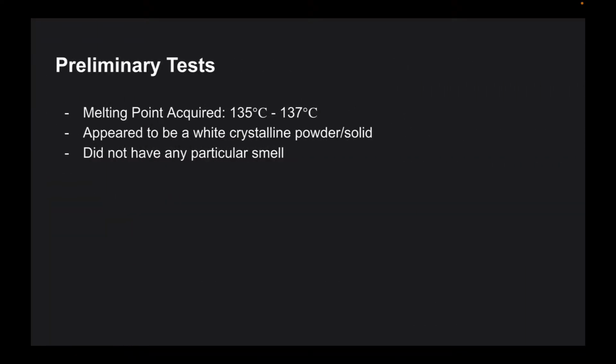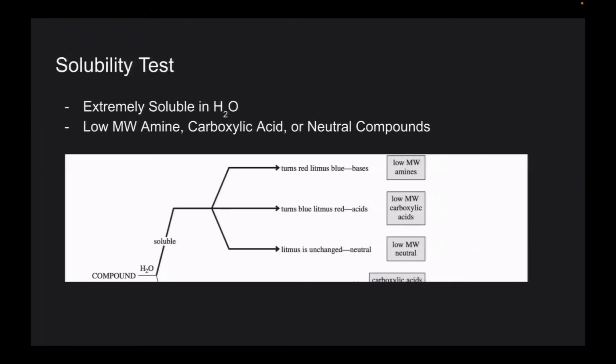So with my preliminary tests, I found that I had a melting point between 135 degrees Celsius to 137 degrees Celsius, and upon looking at my solid, I had a white crystalline powder. It did not have any particular smell. After that, I performed my solubility test, where I found that my solid was extremely soluble in water. So this narrows it down to three possibilities, which include a low molecular weight amine, carboxylic acid, or a neutral compound.